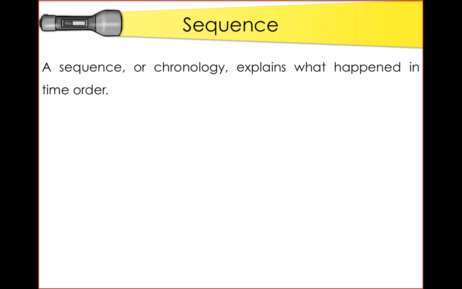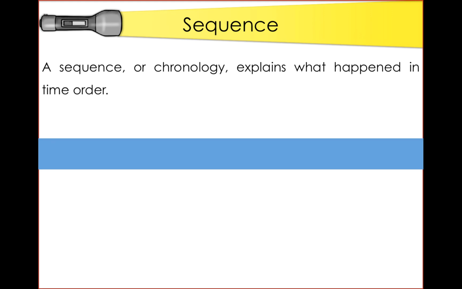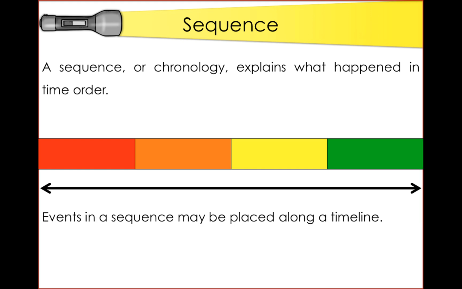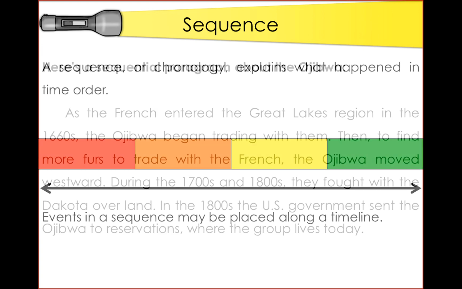So a sequence or chronology, remember that Greek root chron means time. So in chronological order means in time order. It explains what happens in time order. Events in a sequence may be placed along a timeline. You're going to see this a lot, right? Biographies have this, and a biography is a nonfiction text. A timeline just tells you the different dates that something took place in, or somebody's life.